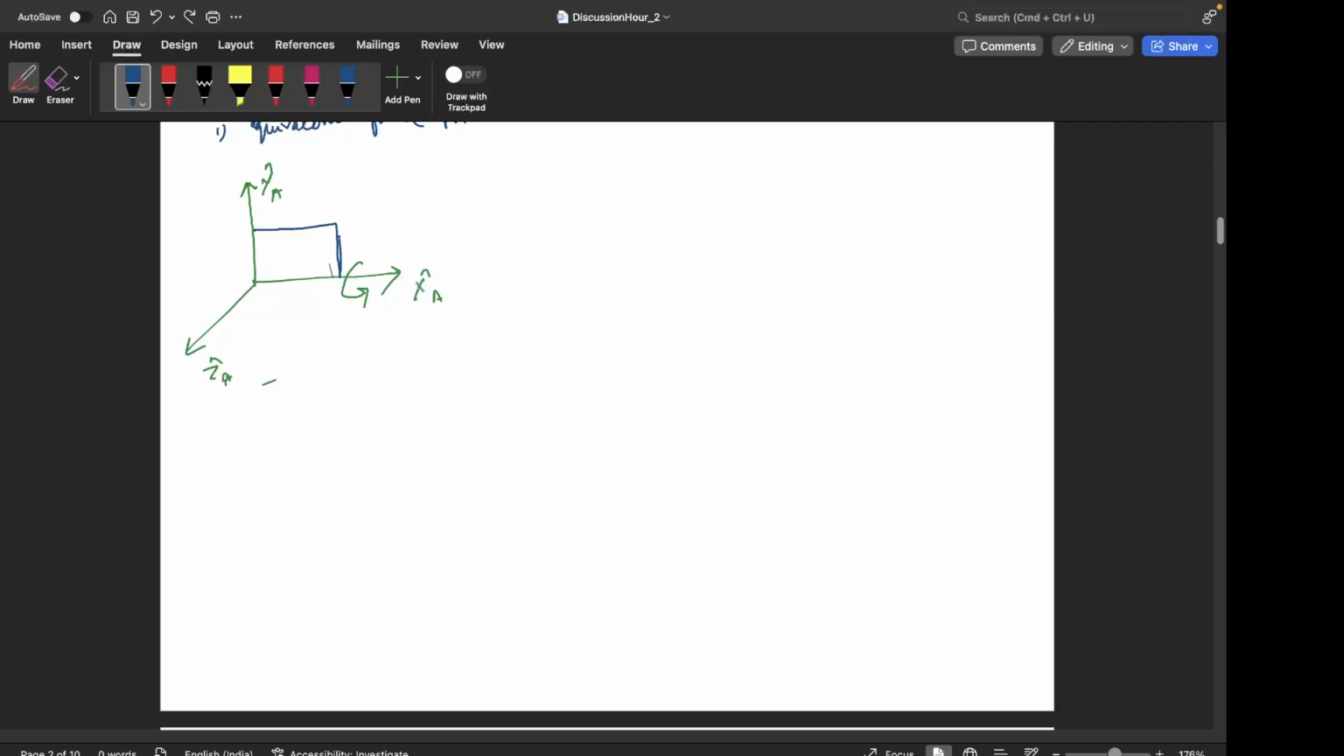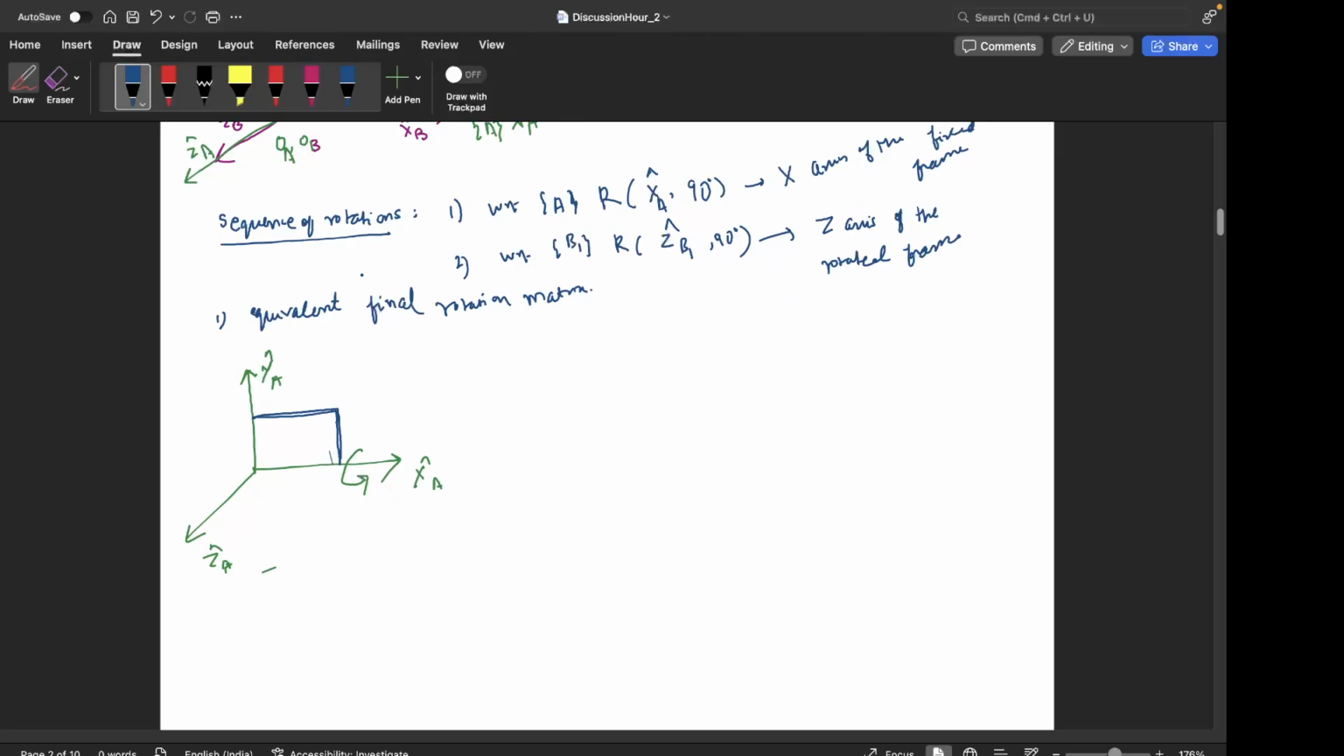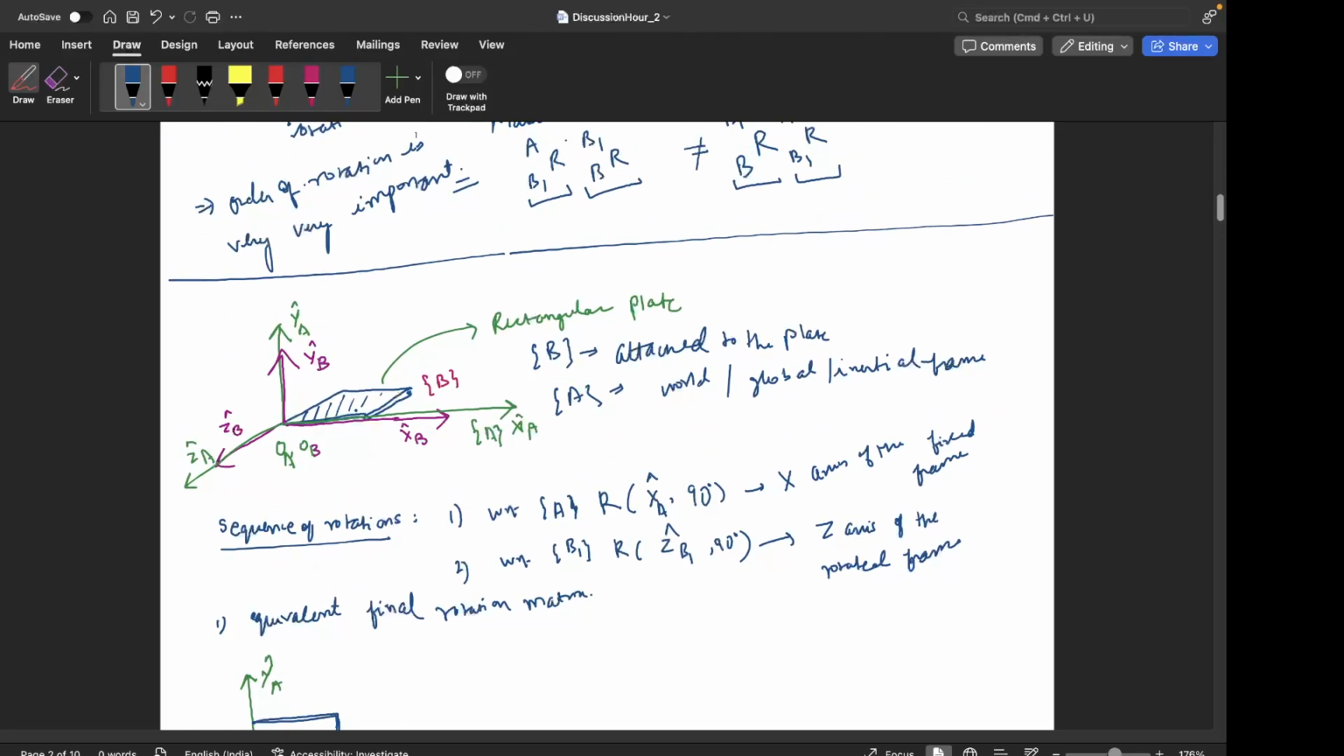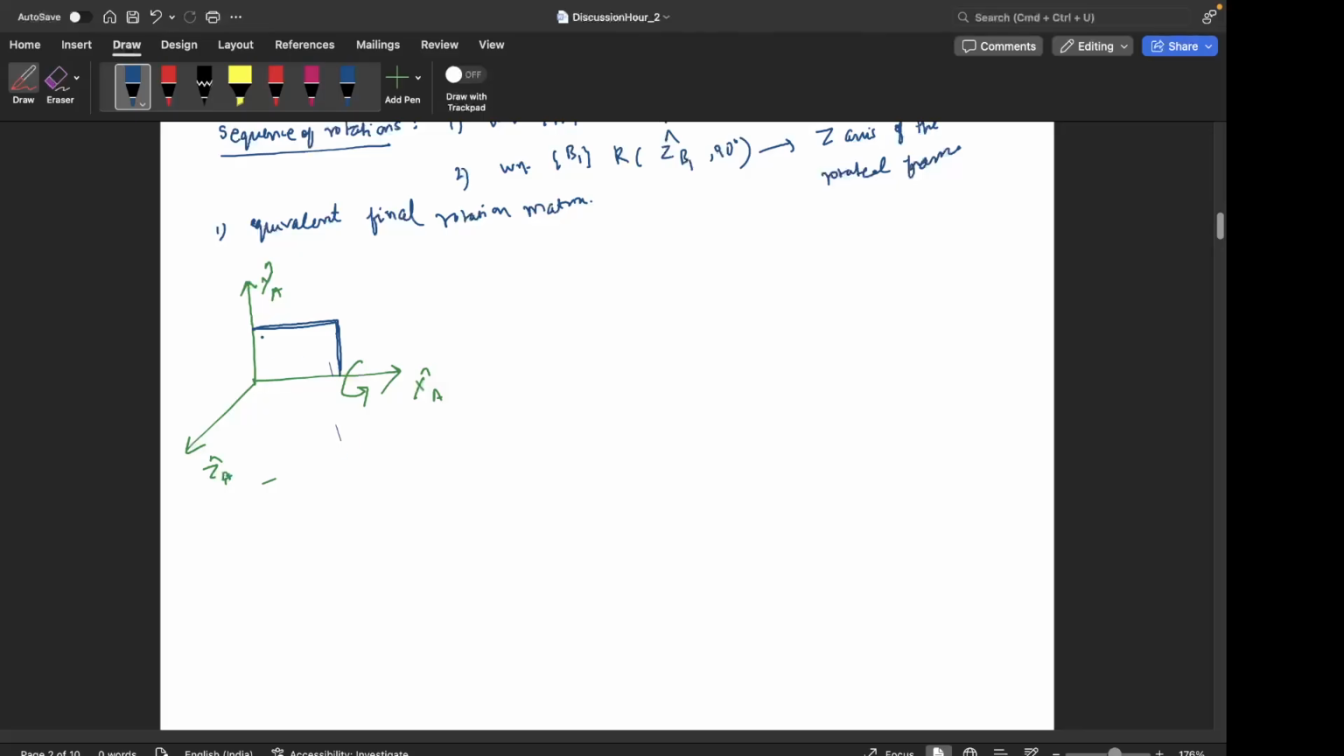Right. The plate was first in the XZ plane. Now it has rotated 90 degrees, so it's now in the XY plane. Right. So you can imagine this plate is now 90-degree rotated. So it's standing up like this. Right. So this is the plate.